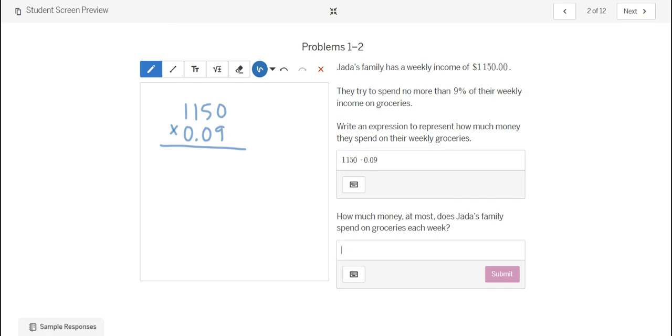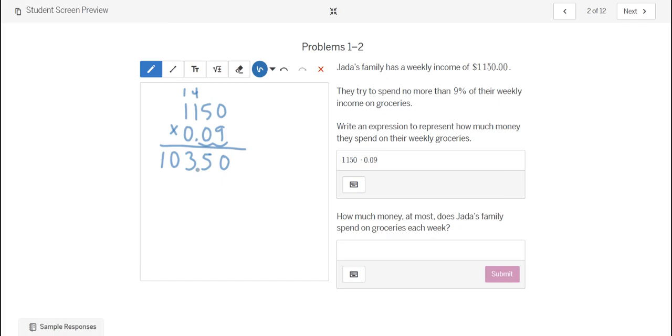You just go 9 times 0. 9 times 5 is 45. 9 times 1 plus 4 is 13. 9 times 1 plus 1 is 10. And so there's two decimal places there.